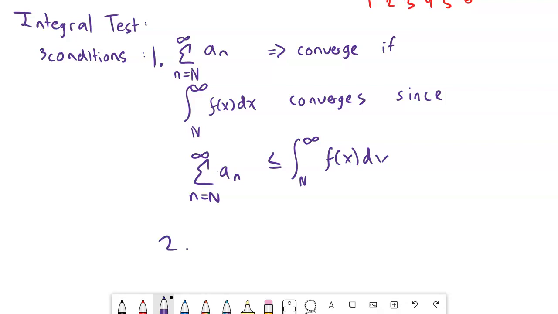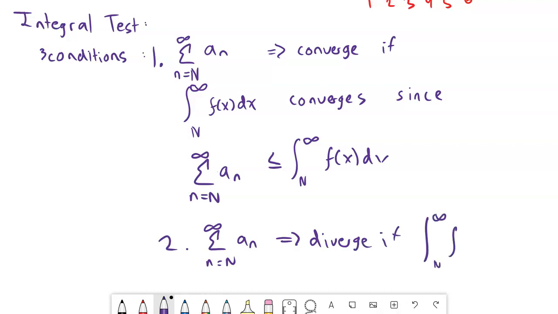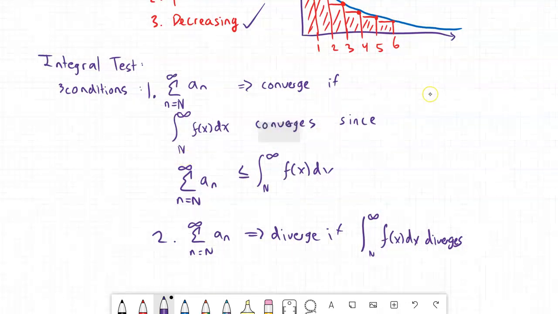The second part is this will diverge if this integral diverges. So that's the idea of the integral test.